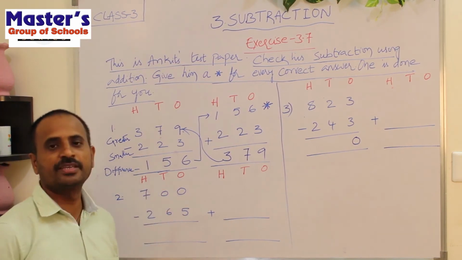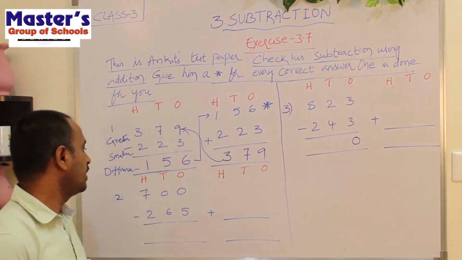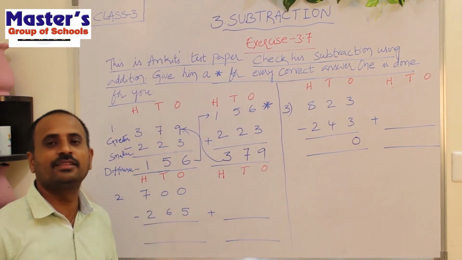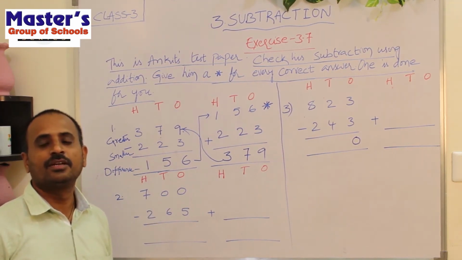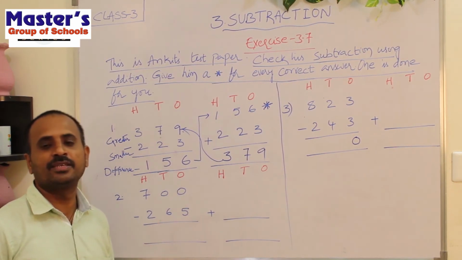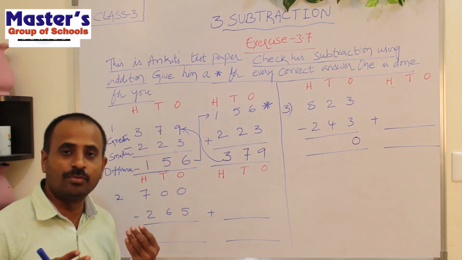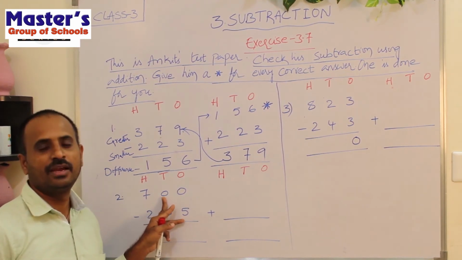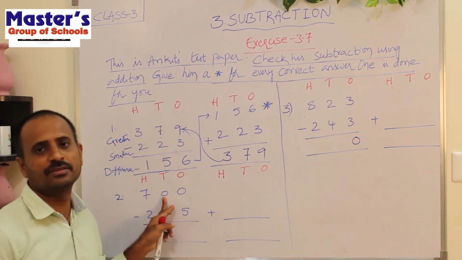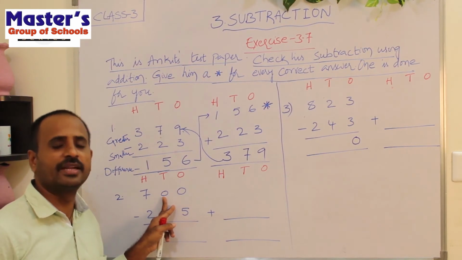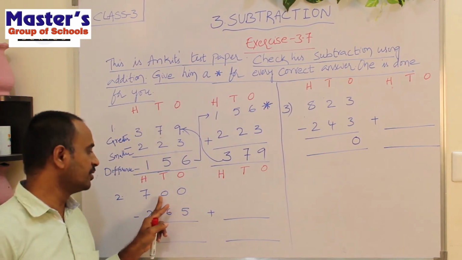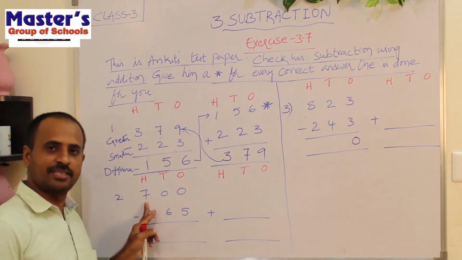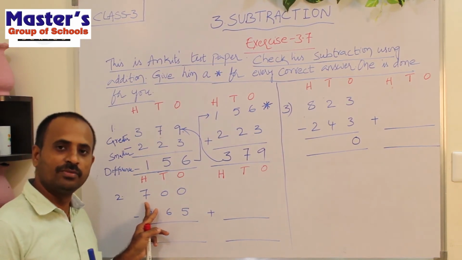What is its next place? Tens place. So how many tens are there? 0 tens. That means there are no tens in the tens place. Then we cannot borrow from the tens place. If you cannot borrow from the tens place, that means there are zeros in the next place, then go to next place. What is the next place? 7. So that means borrow from hundreds.